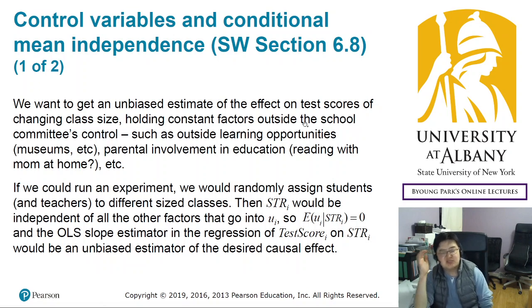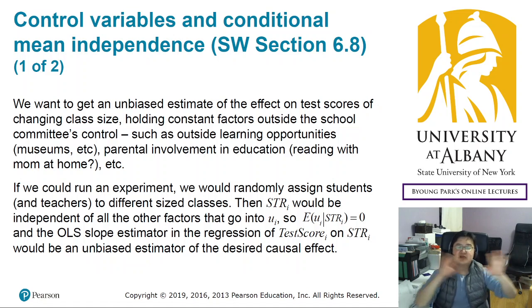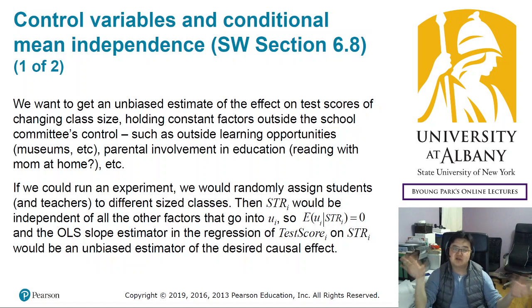This is purely a hypothetical setup, and if we could run a perfect experiment, then we would randomly assign students to different class sizes without looking at their other factors. When you randomize, you should not use other information like family income, parents' education, or where they live. Those should not be considered in the random assignment. Then you get the ideal data to estimate the causal effect of class size on test scores. But of course, an experiment is not possible, so we would like to mimic this.